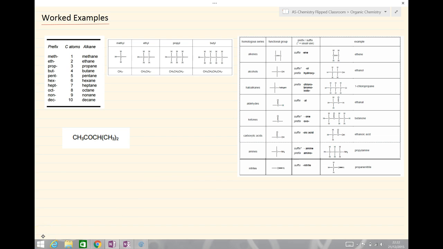This time we're going to look at a ketone. So I'll just draw the displayed formula for us first. We have a CH3, double bonded to CO.